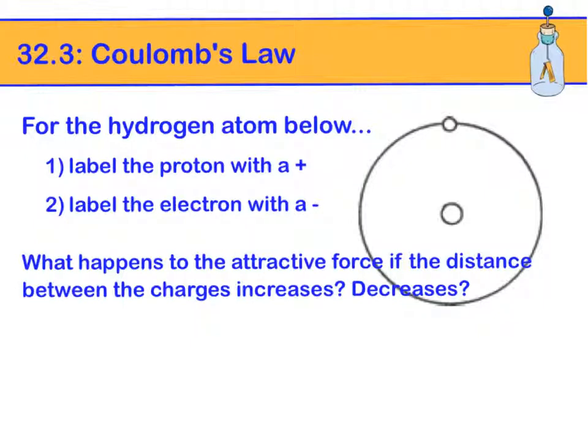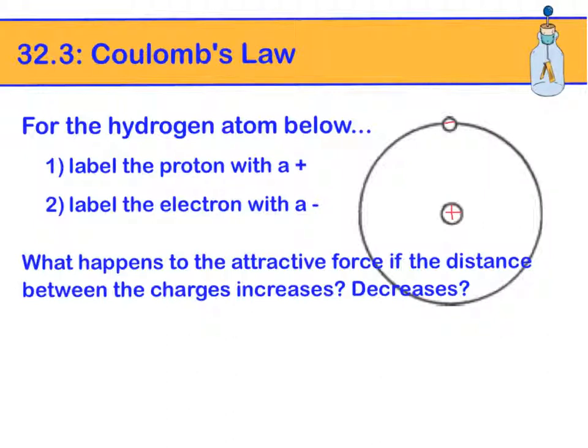This comes from one of your concept development sheets, so if you're having trouble, this should help you out. So this model here represents a hydrogen atom. 1, label the proton with a positive. 2, label the electron with a negative. So know that the protons are in the nucleus, and the nucleus is in the center, so we're going to put a positive there. A hydrogen atom often is just a proton in the nucleus. It doesn't even have a neutron. And the electron is the one outside that's orbiting, so we're going to mark that with the negative.